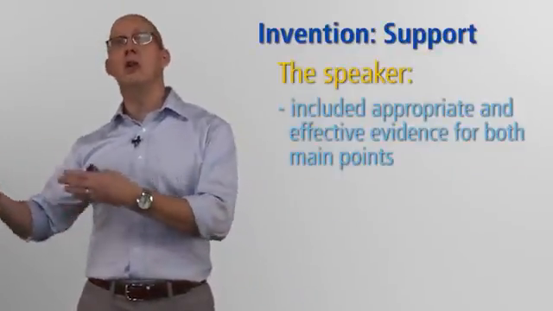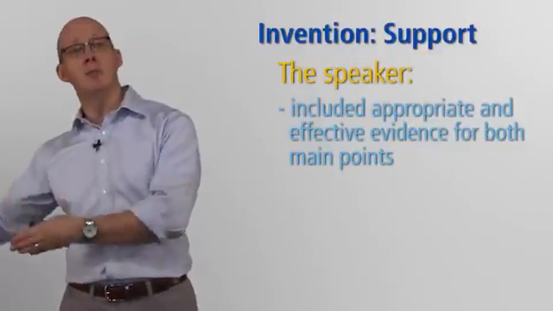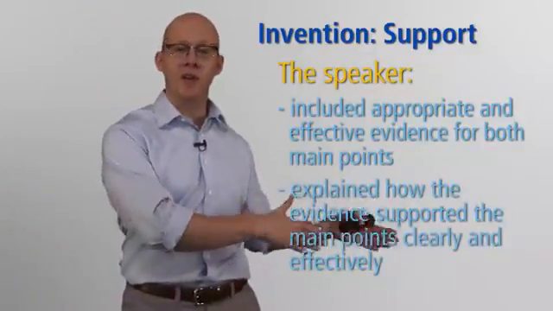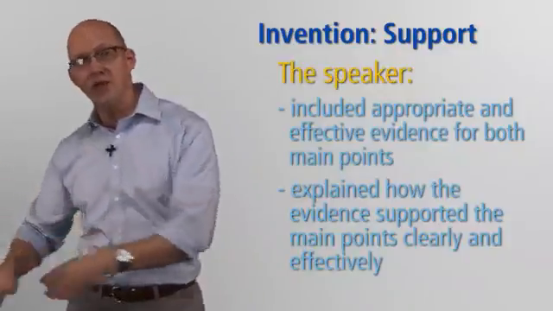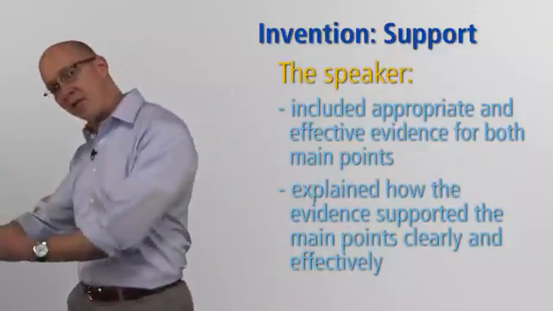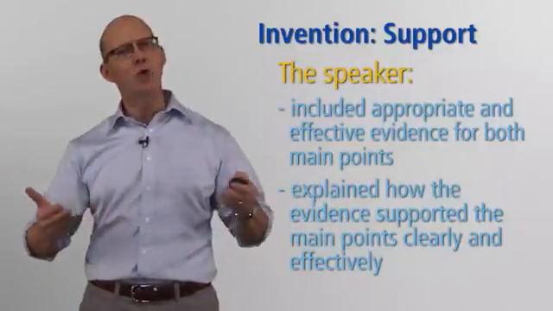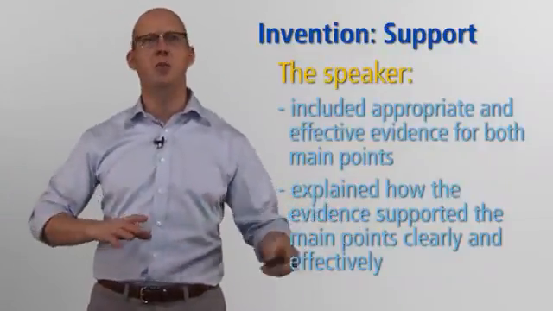Another invention category would be the support. Included appropriate and effective evidence for both main points, and explained how the evidence supported the main points clearly and effectively. So once again, presence and explanation. Did you have good evidence, and did you explain the evidence well? So it gets us to both sides of the coin, preparation as well as performance.